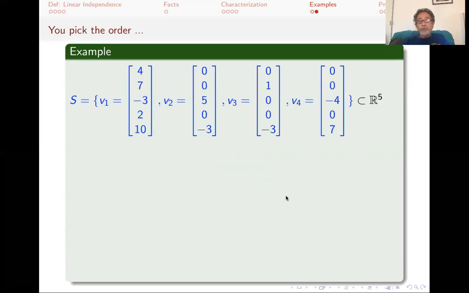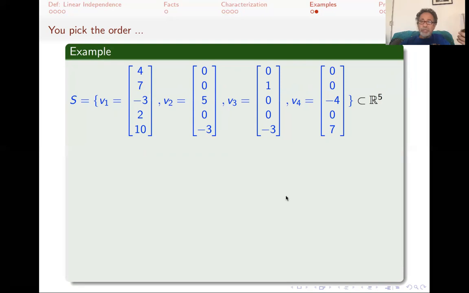So here's another example. These are our 4 vectors in R5, and I want to know if they're linearly dependent or independent. I could do the old procedure: write a linear combination equal to 0, and see if all the scalars must be 0 or not. I could do the new procedure by going through and saying, is the first one the 0 vector? Is everyone a linear combination of the ones before?